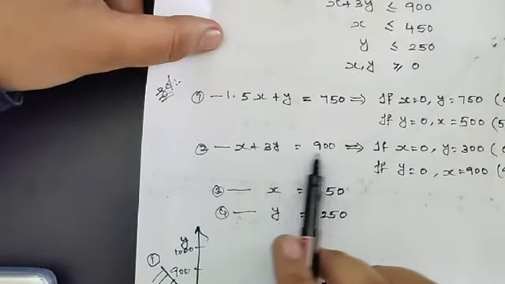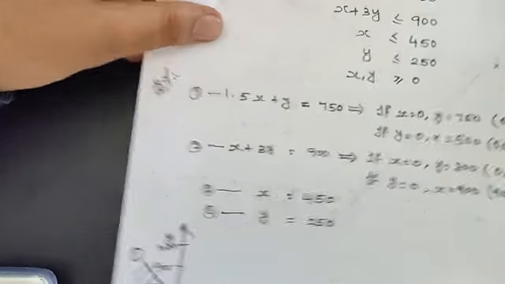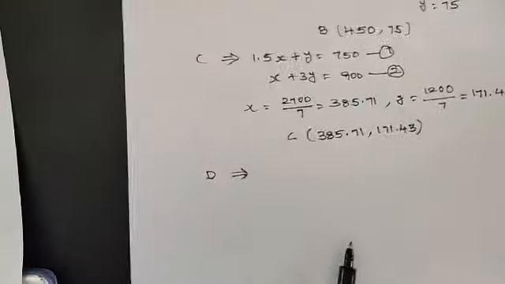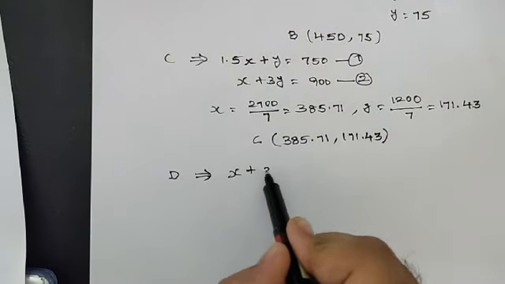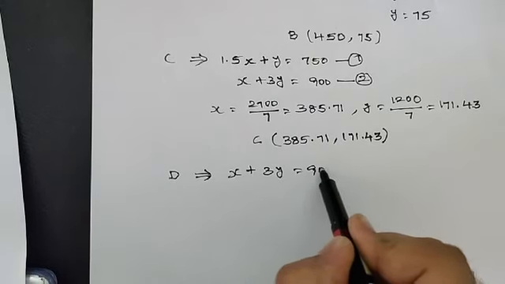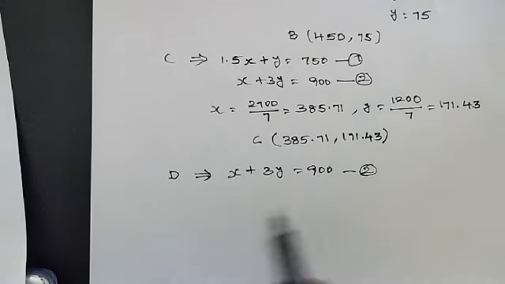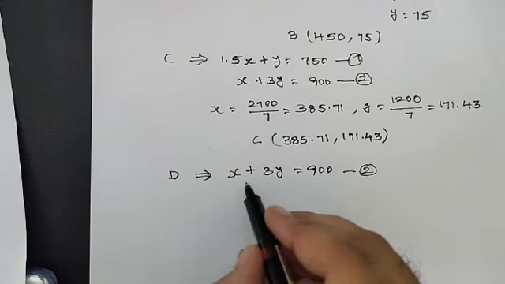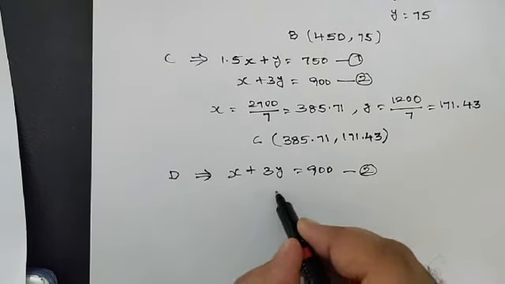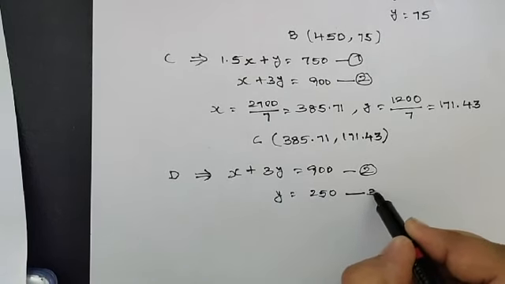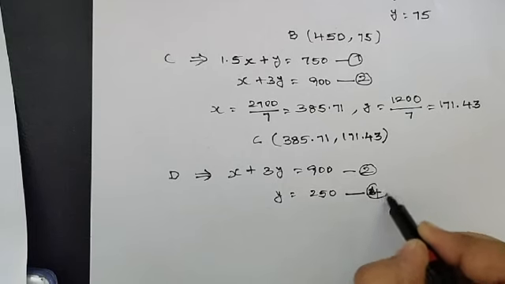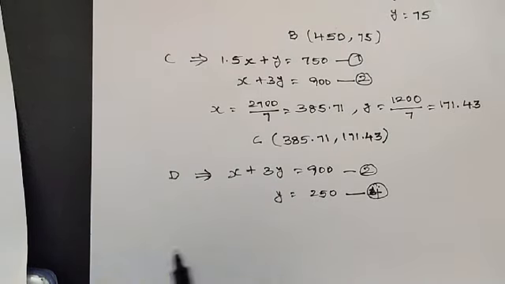So what is 2 and 4? x plus 3y equals 900, y equals 250. So now I am writing them. x plus 3y equals 900. This is equation number 2. And what is the fourth equation? y equals 250. That is 4th, right? Now solve 2 and 4 to get the values of x and y.